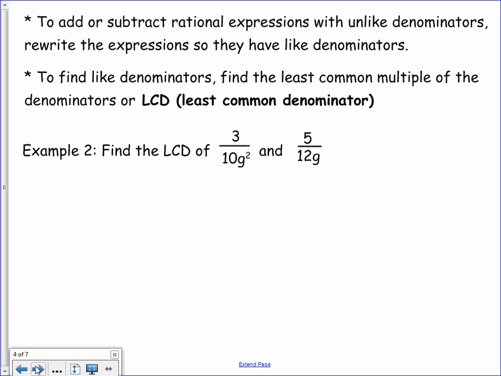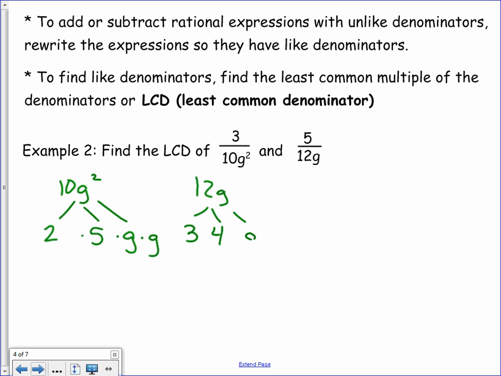Now, in order to do this, we can find the prime factorization of each denominator. So make our factor trees. Factors of 10g squared would be, well, of 10, it's just 2 and 5. And g squared, we'd have g and g. So that's the prime factorization there of 10g squared, and then 12g would be 3 and 4 and g, which is 3, 2, 2, and g.